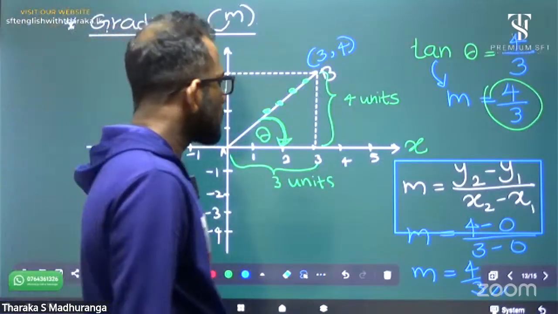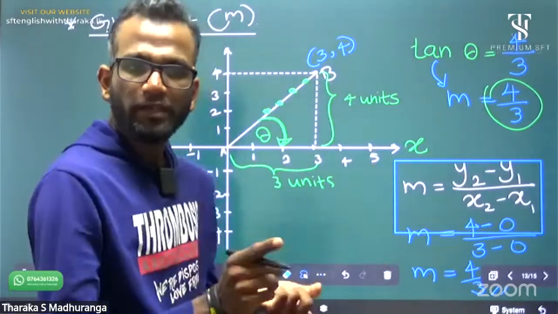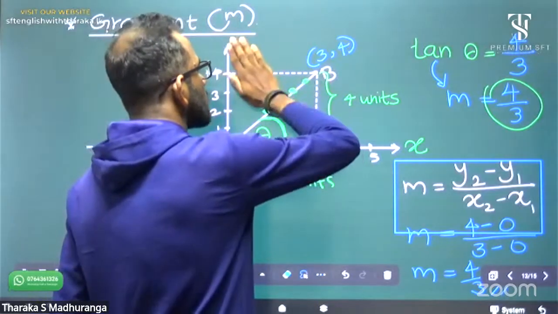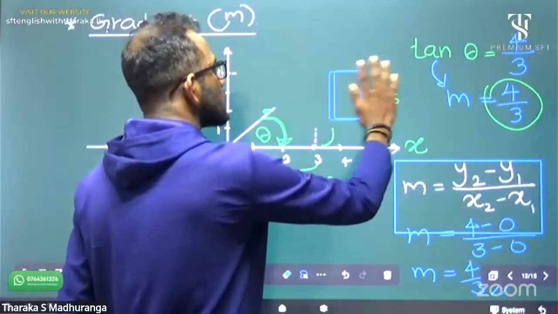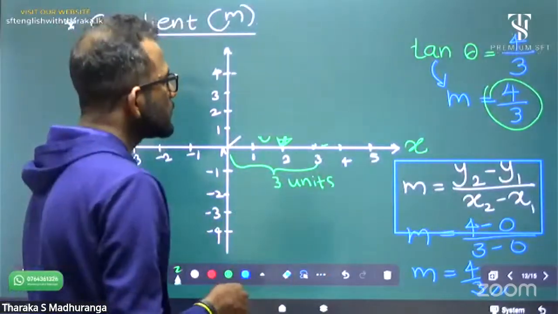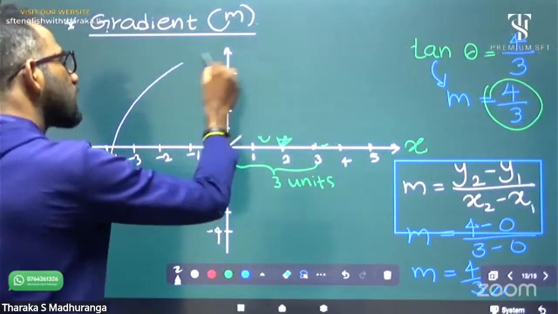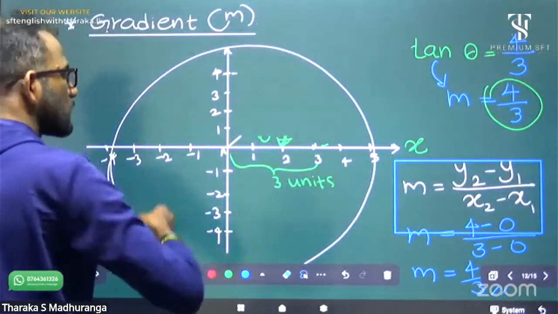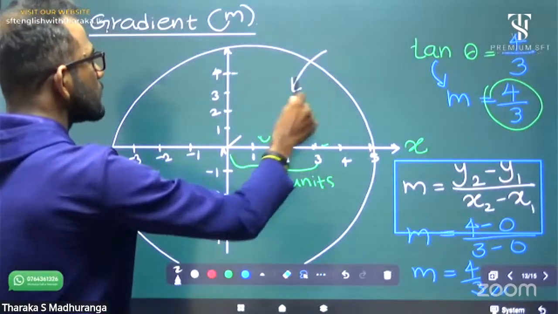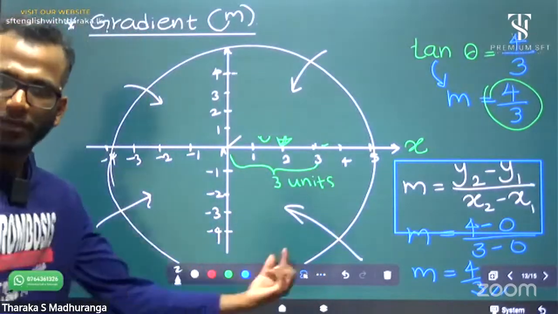Okay, do you remember in the trigonometry lesson I explained circular bases? I divided the circle into 4 parts. This is the first circular base. Do you remember? Yes or no? I told you this is the first circular base, this is the second circular base, this is the third circular base, and this is the final circular base. 4 circular bases.